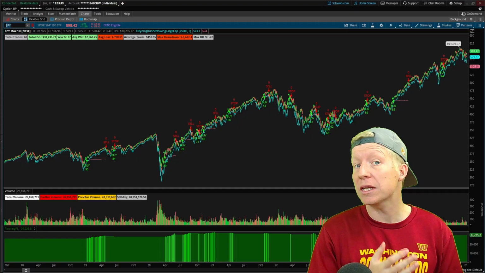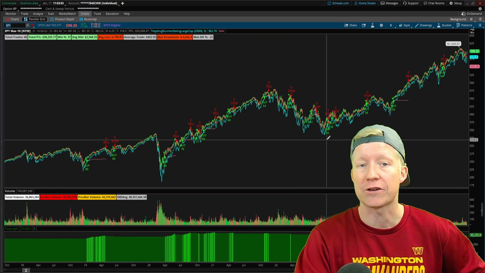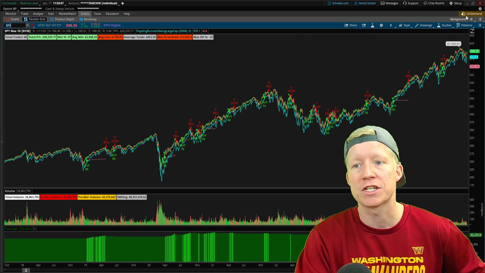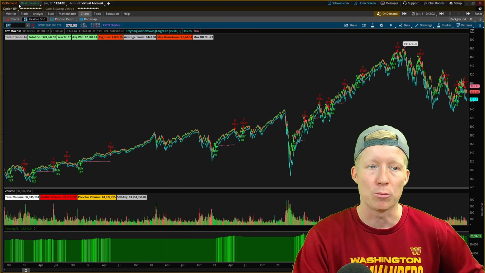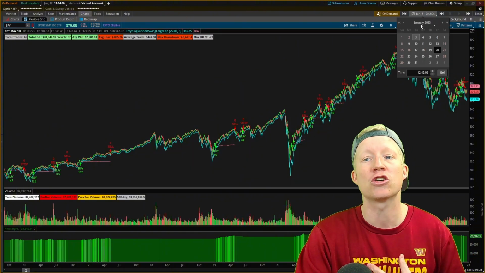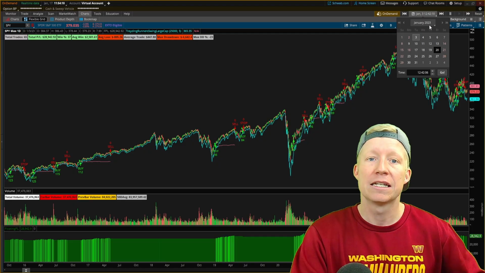ThinkorSwim has an extremely valuable tool that can help us test our strategies against different market structures. It is called OnDemand. If I click on this OnDemand icon up here in the top right, you'll notice I get this little yellow border. It says OnDemand in the top left. And what this feature is doing is it's going to allow us to go back in time.